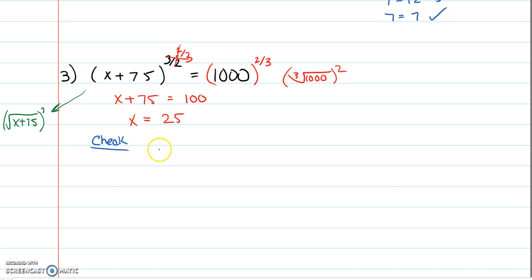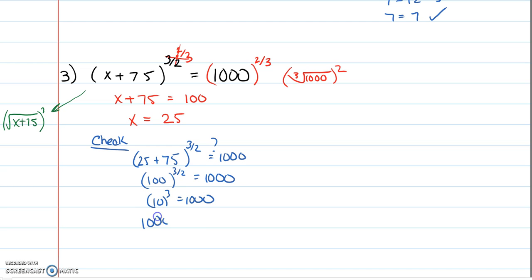So when I check, I'm going to say, okay, is x plus 75 raised to the 3/2 equal to 1,000? Let's put in the actual value there, 25. All right, well, we have 100 to the 3/2 equals 1,000. We're not sure. So 100 to the 3/2 means the square root of 100. Well, that's 10. And 10 raised to the third is 1,000. So that one works.